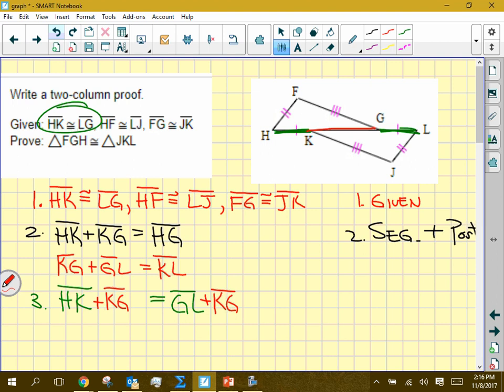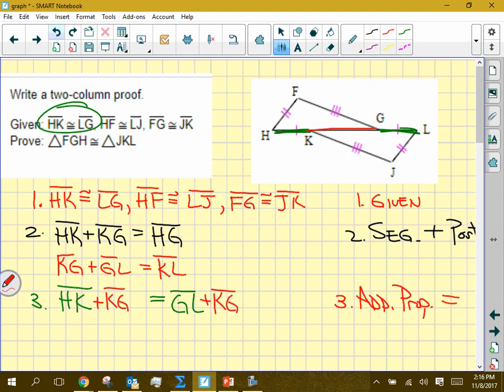Okay? Well, in an equation, when you start with two things that are equal, and then you add the same thing to both sides, you remember what property that's called? Add something to both sides? Addition property. Addition property of what? Equality. Yes.